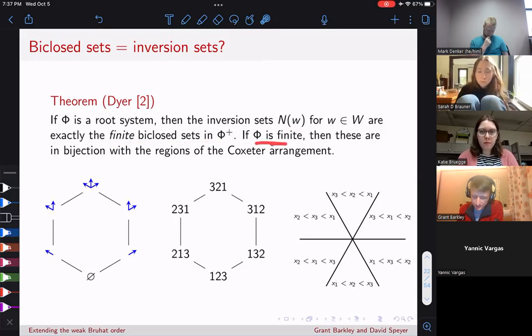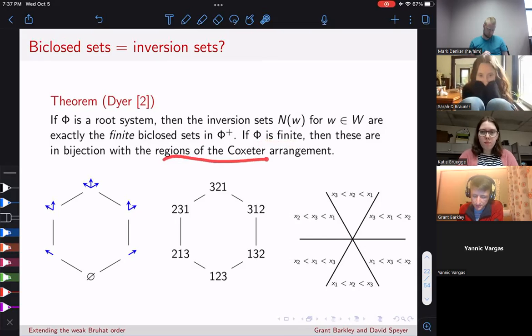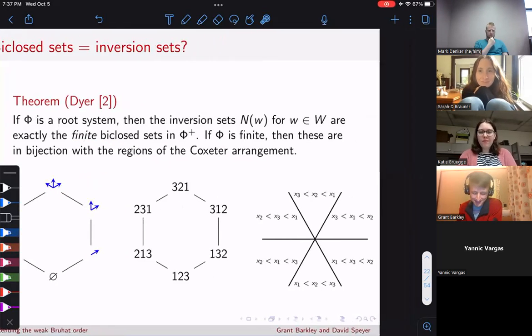Okay, and then there's also one more bijection: if phi is a finite root system, then both of these things are also in bijection with the regions of the Coxeter arrangement. So that's the observation that we've been using. Okay, so here's just the same pictures. We've pretty much already seen this. So notice that our root system only has three positive roots. So all the biclosed sets are finite because they're always a subset of this 3 element set. So maybe something more interesting happens. Why would I have included finite if something more interesting doesn't happen in the infinite case? So we'll see that in a second.